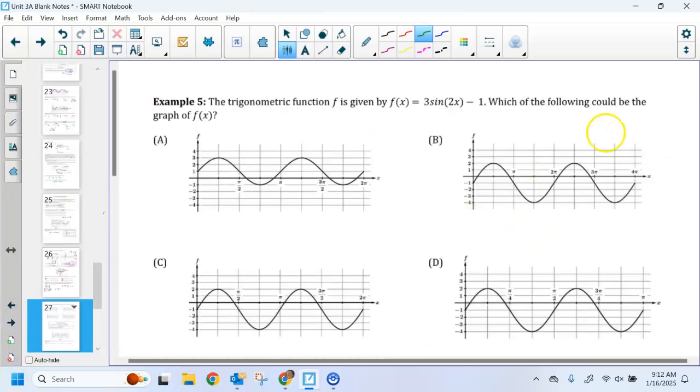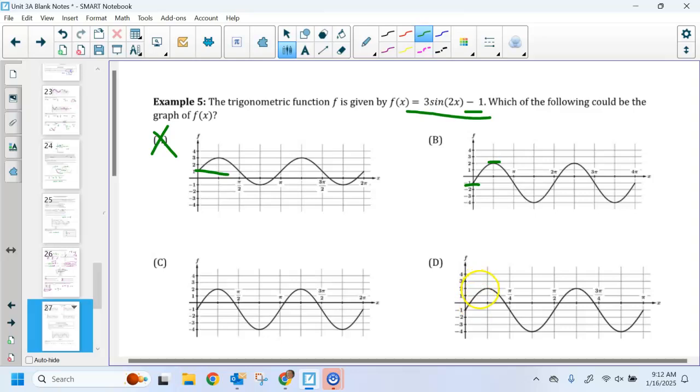Okay, another one. We have here, which graph? So they're giving us an equation, and they want to know which graph. Well, first we need a midline at -1. This midline's at 1, so it's not A. Looks like all of my other midlines are at -1. So I need to find an amplitude of 3.